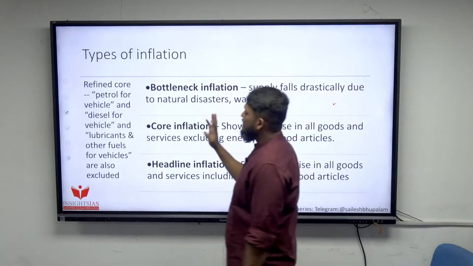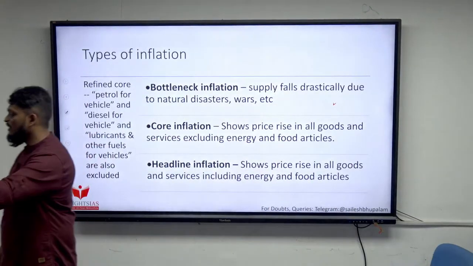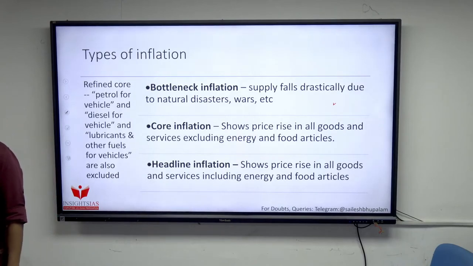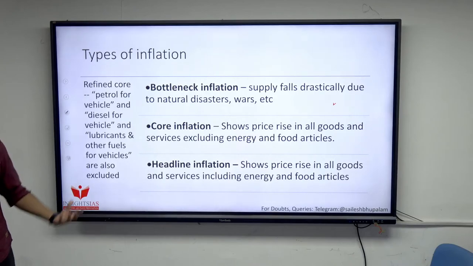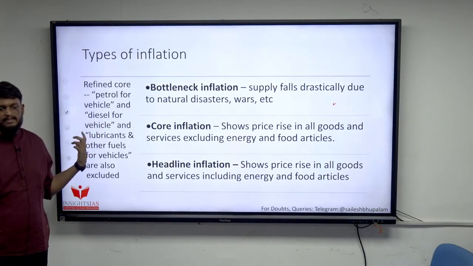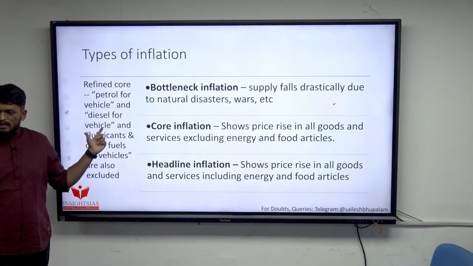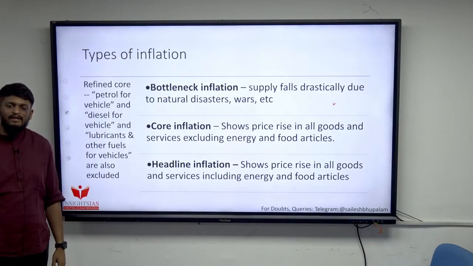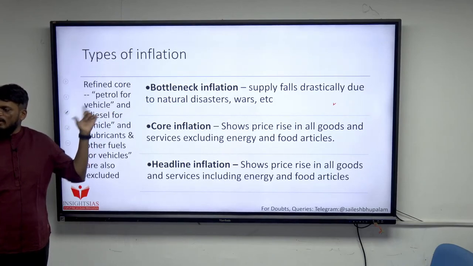Bottleneck means some sort of natural disaster, like maybe COVID, or imagine an earthquake happened and a cluster of all the textile producing industries has collapsed. Then we don't have many textile producing industries in other areas, so textile prices will increase. This is bottleneck inflation. During world wars, for example, a lot of people went to war and a sufficient amount of labor was not present. A similar type of bottleneck inflation happened.